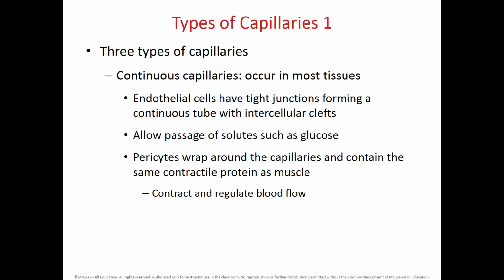continuous capillaries. These are the most common type of capillaries that we have in the body, and their endothelial cells are connected to each other using tight junctions. Within these capillaries, we have passage of solutes like glucose and other nutrients. And we have some cells that wrap around, known as pericytes. They have contractile protein like muscle that helps to contract and regulate the blood flow.